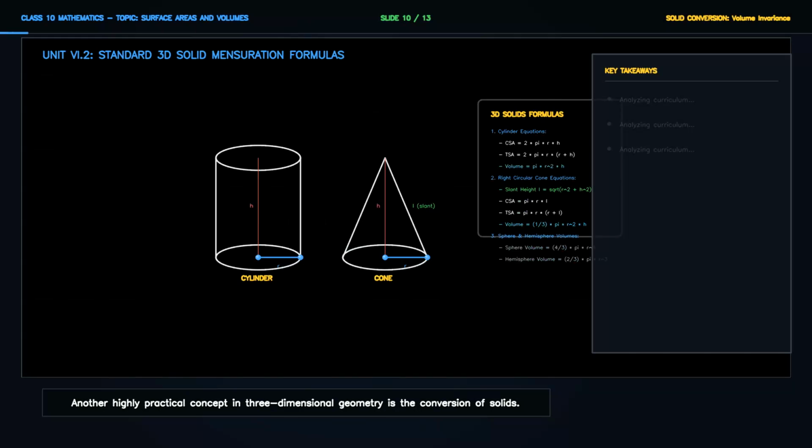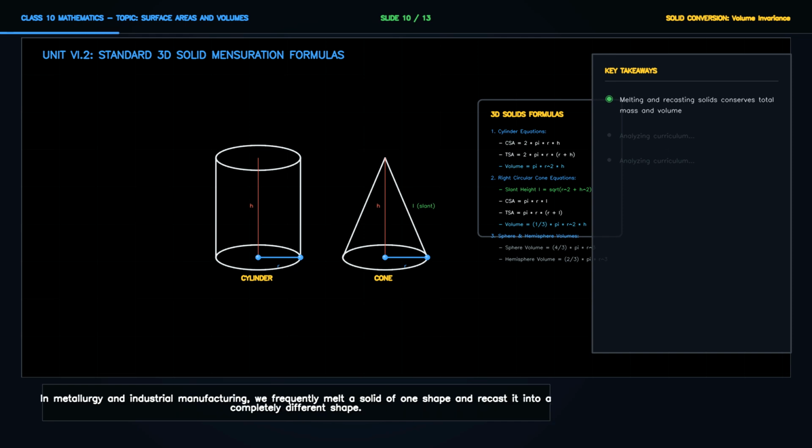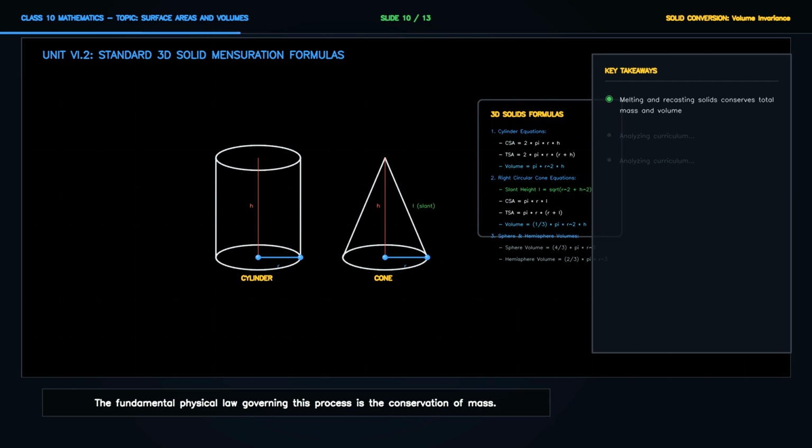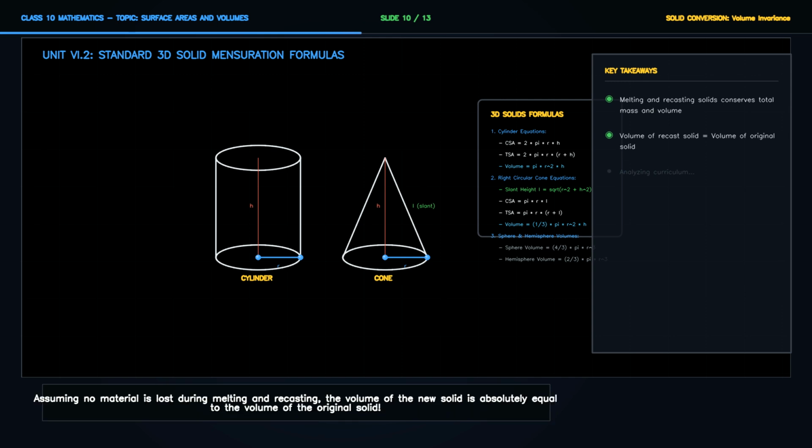Another highly practical concept in three-dimensional geometry is the conversion of solids. In metallurgy and industrial manufacturing, we frequently melt a solid of one shape and recast it into a completely different shape. The fundamental physical law governing this process is the conservation of mass. Assuming no material is lost during melting and recasting, the volume of the new solid is absolutely equal to the volume of the original solid.